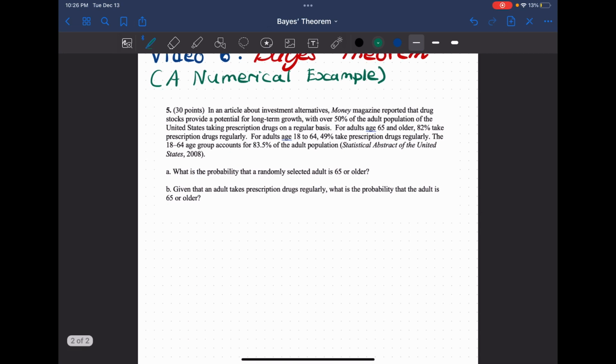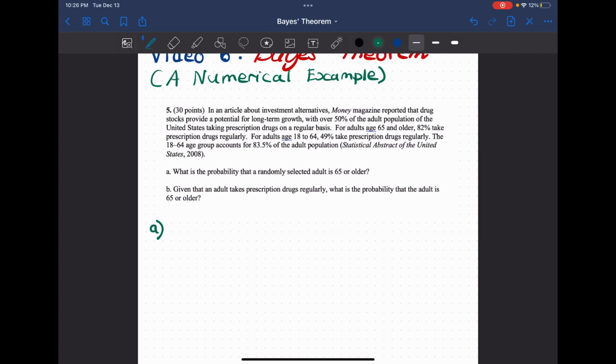So, in this question, let's solve question A first, letter A. Letter A is straightforward. What is the probability that a randomly selected adult is 65 or older? Guys, by the way, feel free to stop the video anytime you like to read the question more clearly. I'll just go on directly.